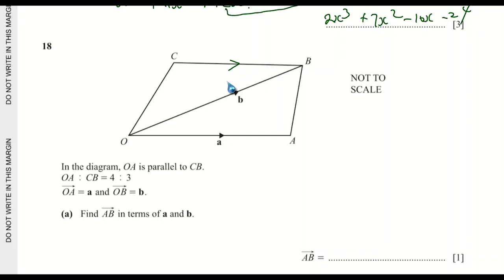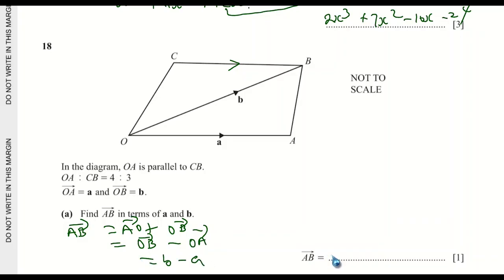So, OA ratio CB equals 4 to 3. OA equals A and OB equals B. Find AB in terms of A and B. Okay, so you can say AB equals AO plus OB, which is equal to OB minus OA, which is B minus A.